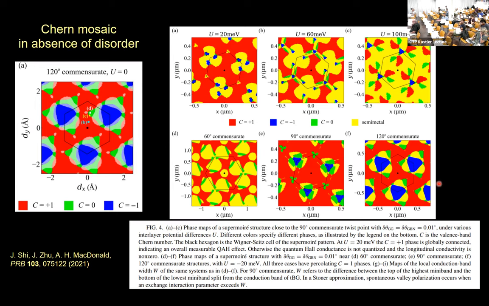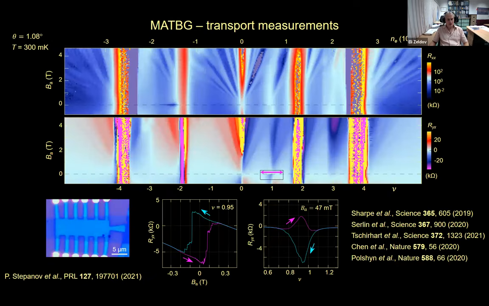The question is from Rakesh Dore. Is your sample a different phase of matter, not a Chern insulator? Because here the Chern number is distributed spatially. Can you repeat the question? So the question is, if what you're finding is a different phase of matter than a Chern insulator, and the reasoning is just because the Chern number is distributed spatially.